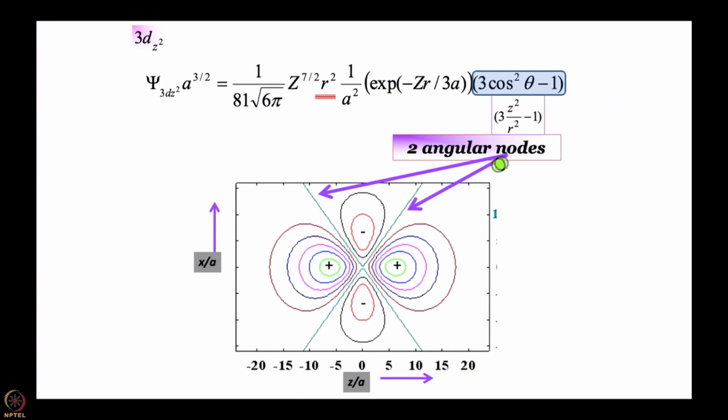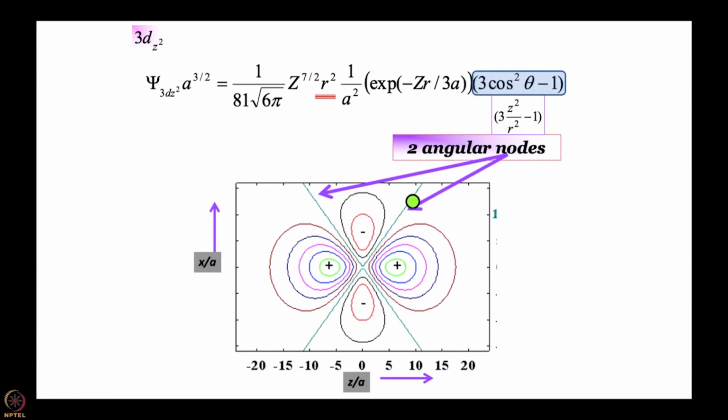Okay. So, you get 2 angular nodes. Where will the angular nodes be? Here it is easier for me to think in terms of theta. Angular nodes will be at theta equal to 54.7 degrees and 180 minus 54.7 degrees, we had worked this out earlier. So, remember these are the 2 angular nodes, theta equal to 54.7 degrees and theta equal to 180 minus 54.7 degrees.